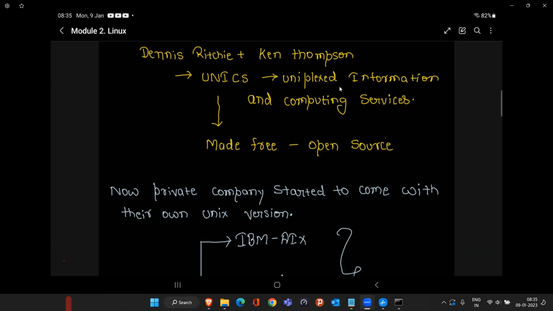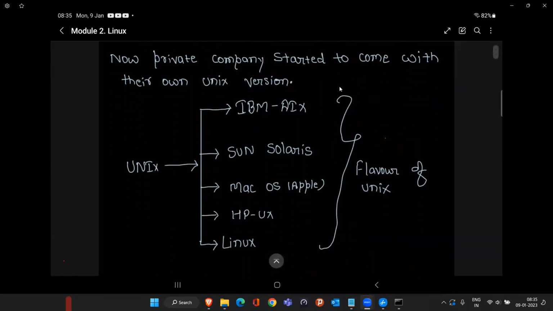There are different companies, like IBM, Sun Solaris, even Apple, and HP-UX. These are companies which created their own operating systems. Like IBM made some changes in the code and created their own operating system with the name IBM.